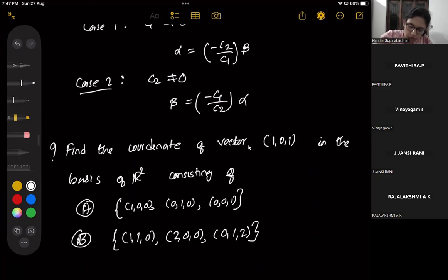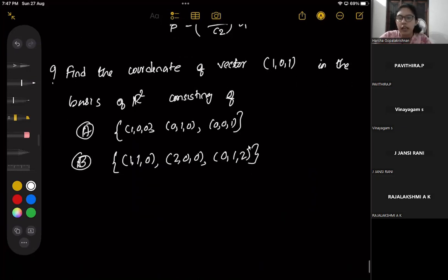So the next question is to find the coordinates of a given vector. Here, given the vector 1, 0, 1, we need to find the coordinates of this vector in the basis A, and second in the basis B. This is two questions, okay? So what is meant by the coordinates of a vector in a basis? Do you remember what is meant by the coordinates of a vector?